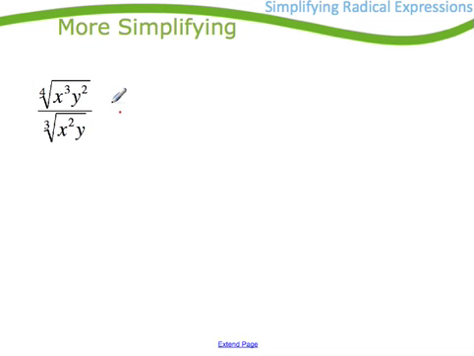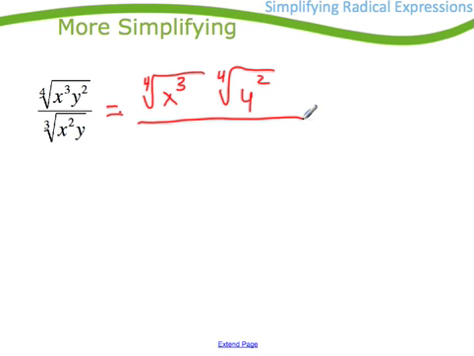To simplify this one, it looks like a pretty decent kind of question, because I've got different indices, and I also have multiple factors inside there. What I'm going to do is take each one of those and write them separately. So I'm going to say the 4th root of x cubed, and the 4th root of y squared. And then on the bottom, I'll do likewise. So it'll be the cube root of x squared and the cube root of y.